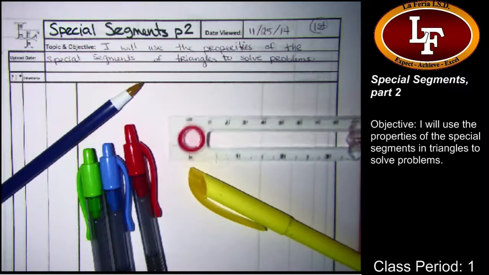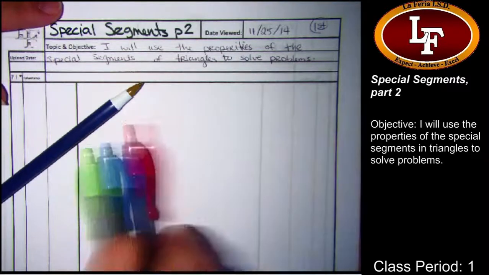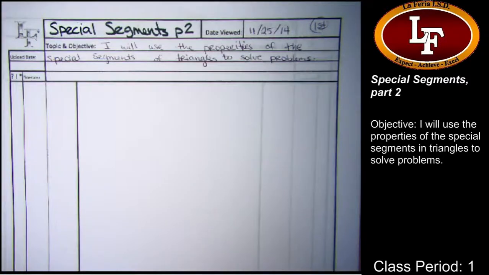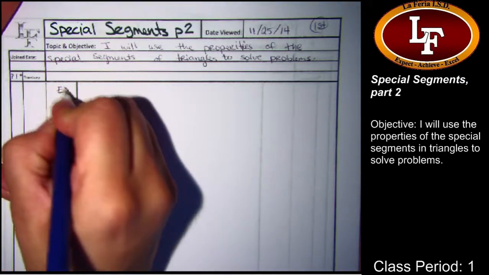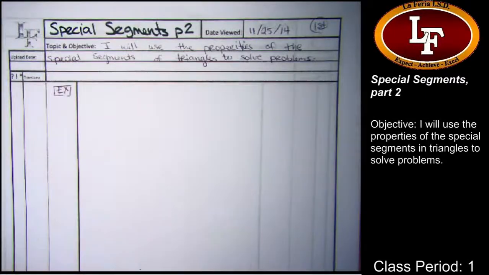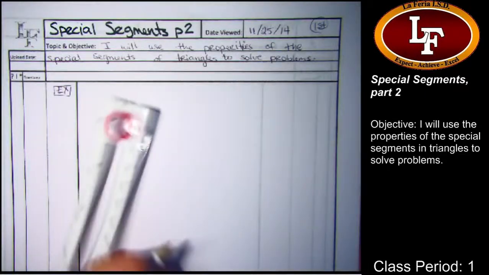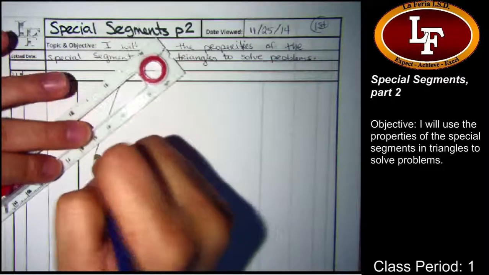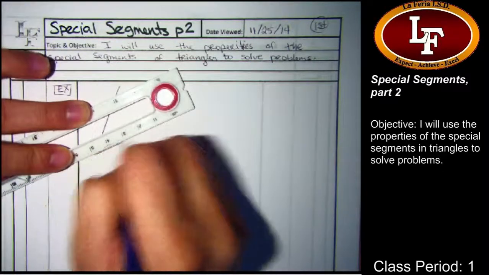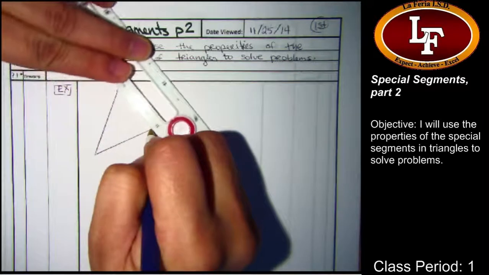All right, as you can see, I've got my writing utensils. I am going to be drawing some triangles, so I've got a straight edge. You're welcome to have a straight edge too if you like. Here we go. All right, so the first example, we're going to need to draw a triangle. And it doesn't matter what kind of triangle. Please draw any old triangle you like.